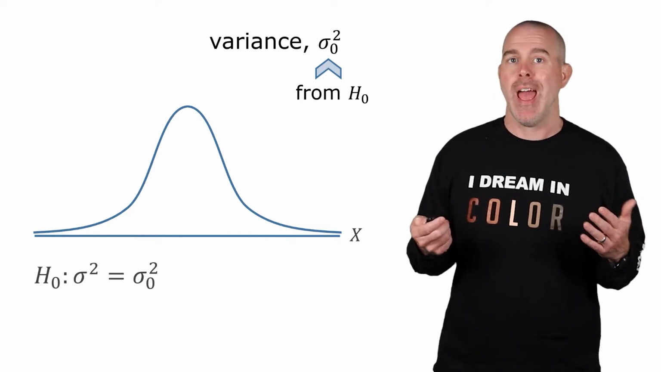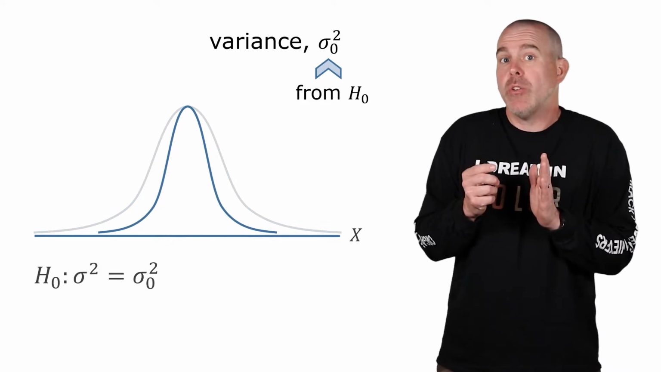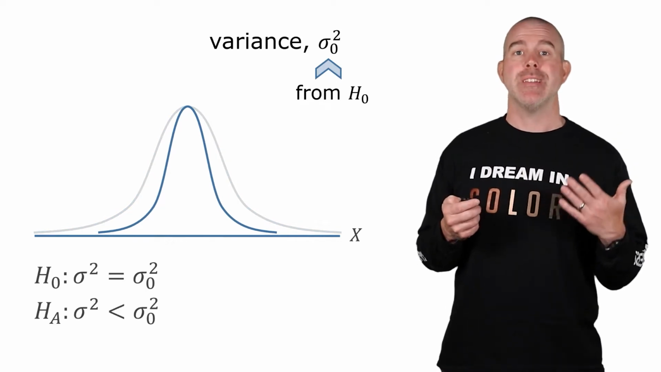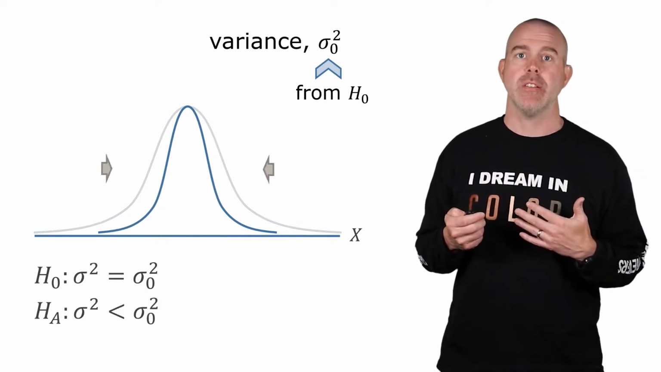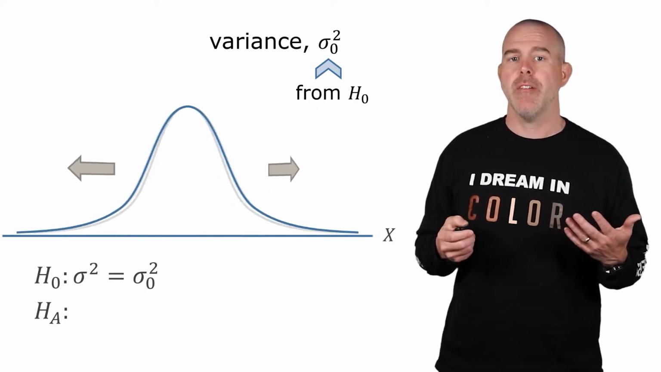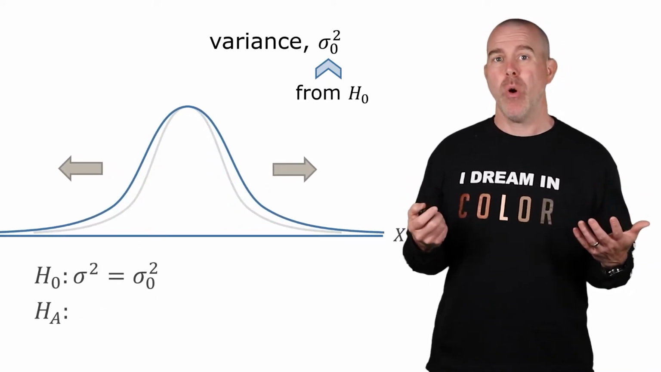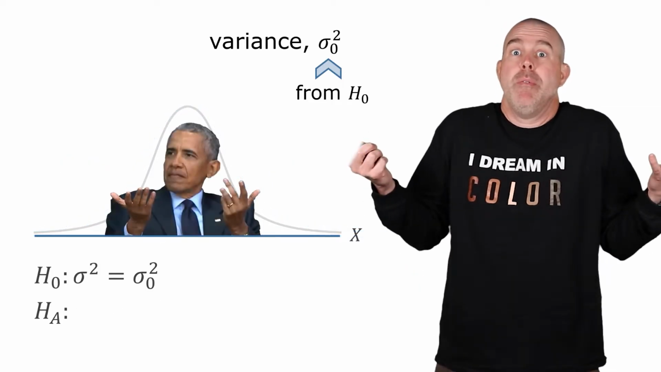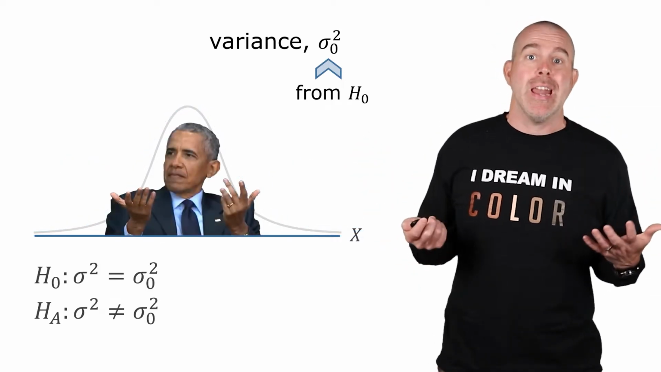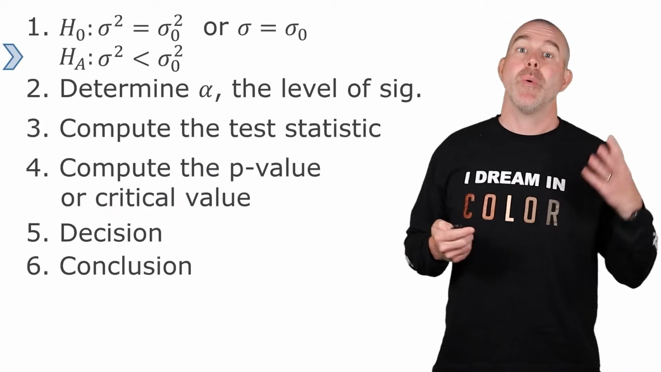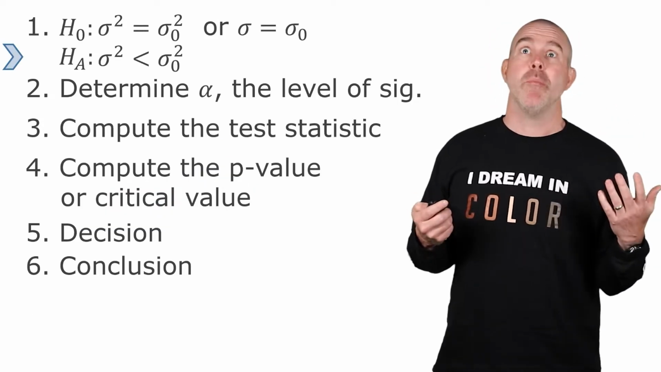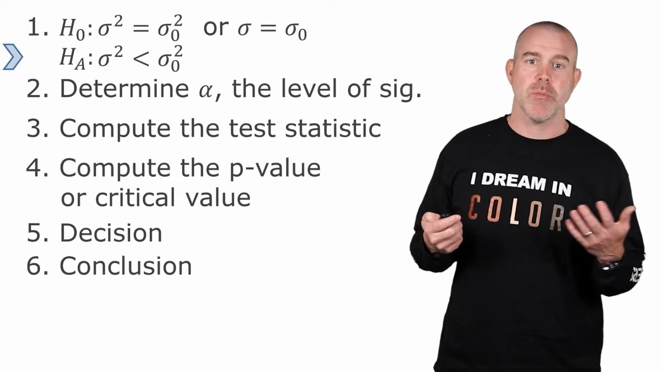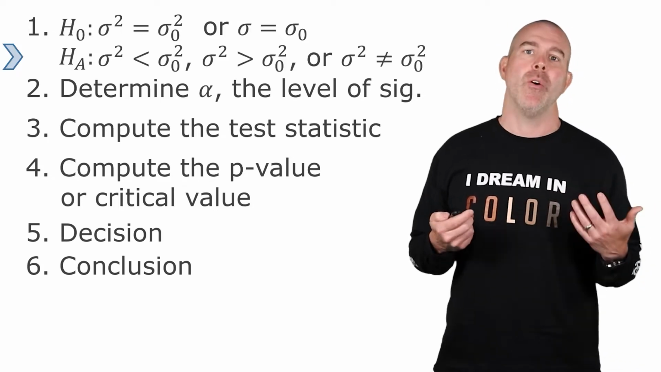We might wonder, hey, is it maybe less spread out? So then the alternative would be that the variance is less than that null variance. Or we could say, hey, maybe we think it's more spread out, so then the variance would be more than the null hypothesis. Or maybe we just don't know, so then we put a not equal to. So we really have three options here, even more if you look at them in terms of standard deviation, but we could have a less than, a greater than, or a not equal to.